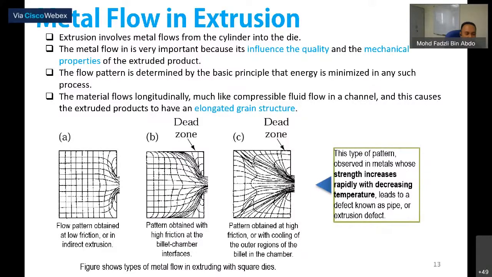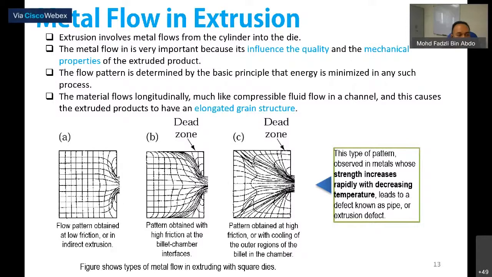Maksudnya dia punya kita panggil lah grain boundary, lebih kurang macam tu lah. Dia akan jadi macam ni. The extrusion involve metal flow from the cylinder into the die. The metal flow is very important because it influence the quality and mechanical properties of the extruded product. And the flow pattern is determined by basic principle that energy is minimized in any such process.